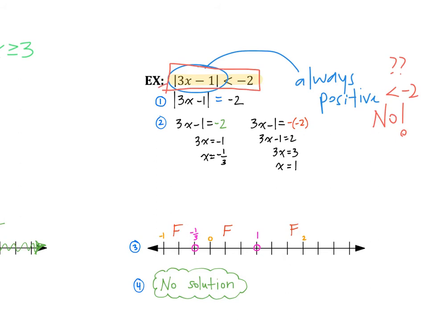So what can we conclude right away? We can jump straight to our final answer and say no solution. There's absolutely no reason we need to go through this process, okay? The number line, if you were to graph this, it would be an empty number line, just as we have here.